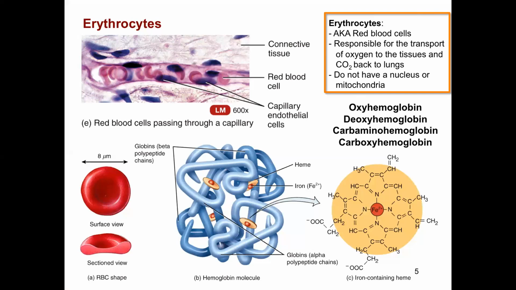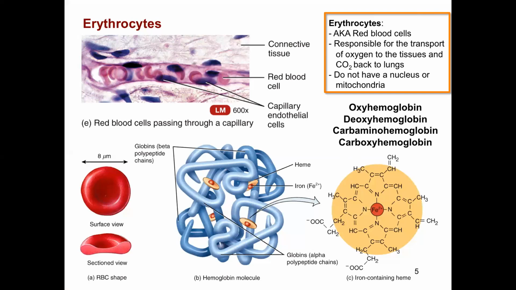Now, when it is carrying CO2, right? When your hemoglobin is carrying CO2, and we'll talk about later on in the course how this works, it's called carbaminohemoglobin, all right? So that's this one here, all right? And then we have this one, carboxyhemoglobin. Now, this one's dangerous, all right? So what is it carrying? Well, in this case, what it's carrying is carbon monoxide, right?